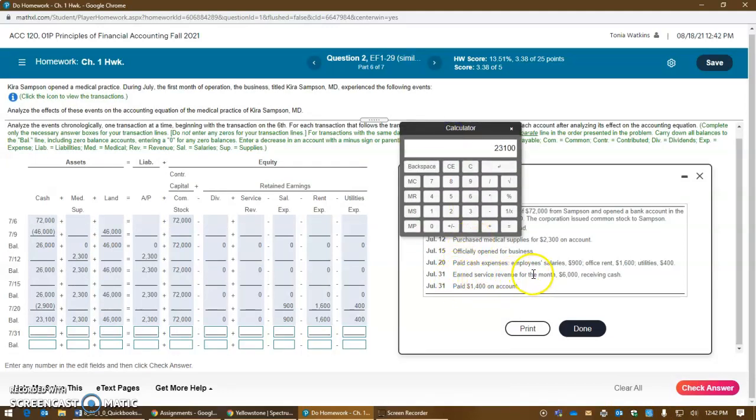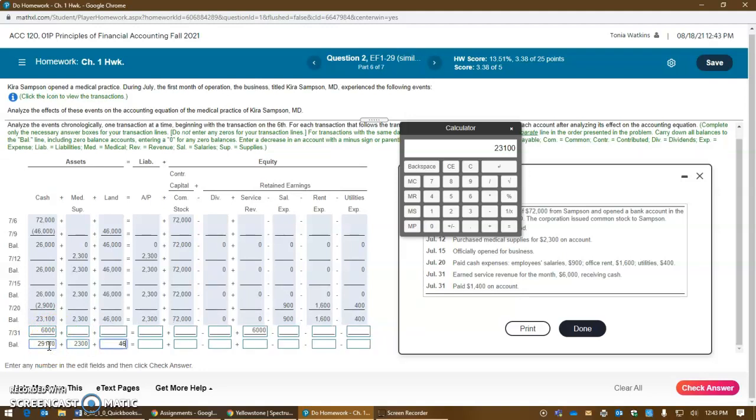It says earned service revenue for the month, 6,000, and we received cash. So cash goes up, 6,000. And then this was service revenue. We earned money for our business. So that is called service revenue. Okay, then figure out a total. That would be 29.1. You're just bringing down those balances and check answer.